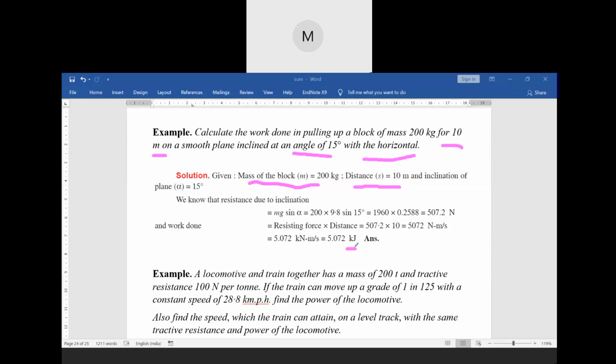Now look, if it is in newton meter, then newton meter means what? Equivalent to joule. And joule is the unit of work done, right? So if joule is the unit of work done, then this newton meter we can write it as 5.072.